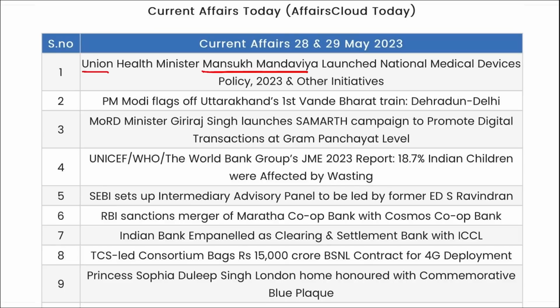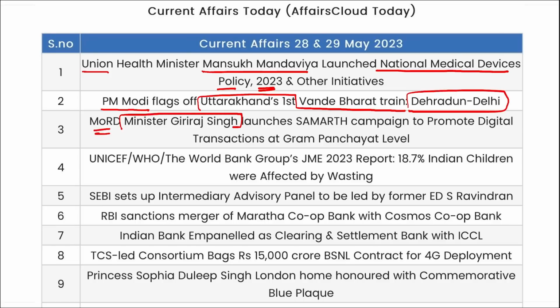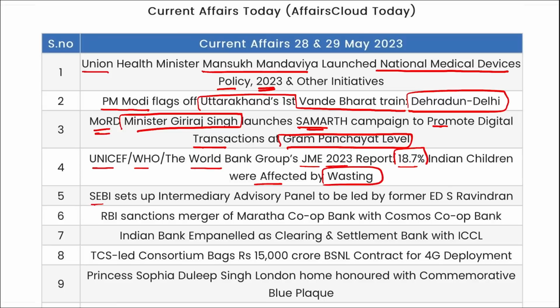Union Health Minister Mansukh Mandaviya launched National Medical Devices Policy 2023. PM Modi flagged off Uttarakhand's first Vande Bharat train between Dehradun and Delhi. Ministry of Rural Development Minister Giriraj Singh launched SMRUT Campaign to promote digital transactions at Gram Panchayat level. UNICEF, WHO, and the World Bank Group's JME 2023 report was released and stated that 18.7 percent of Indian children were affected by wasting. SEBI set up an intermediary panel that will be led by former ED S.